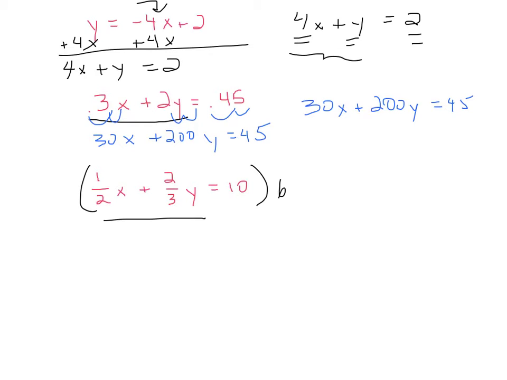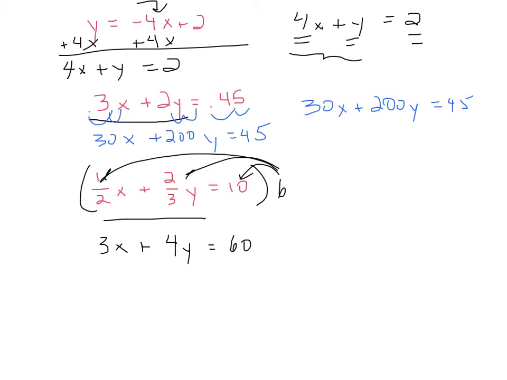So we go ahead and multiply everything by 6. Don't forget to multiply this last number by 6 as well. A half of 6 is 3. 2/3 of 6, right? 1/3 of 6 is 2, so 2/3 of it would be 4. And then again, don't forget 10 times 6 is 60.